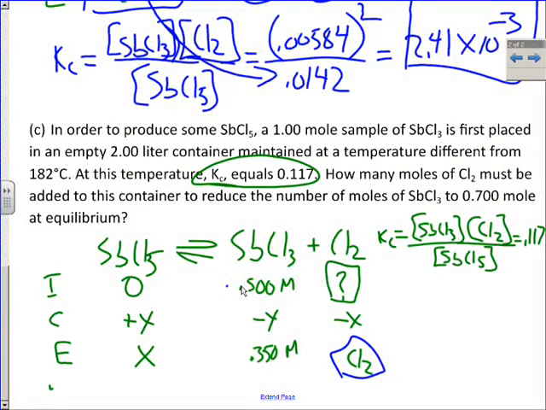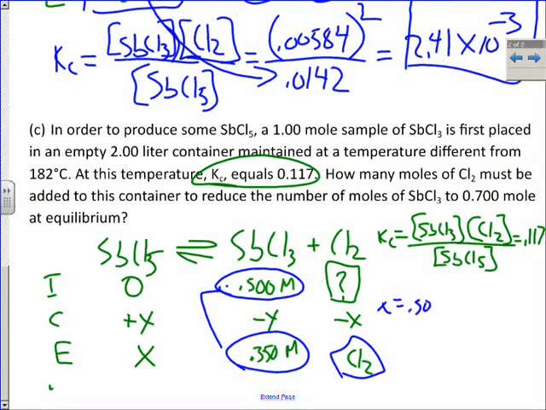Now, if we take a look at what we've got at equilibrium here, we know that we started with 0.5 molar. That's what we started with here. And we know we're going to end up with that. So we can solve for X. So based on this equation, X is not an unknown. X has to be the difference between these two values. So we know that X is going to equal 0.500 minus 0.350. And that means X is going to equal 0.150. So I know not only that this is 0.350 for SbCl3 at equilibrium, but I also know that this is going to be 0.15 molar. So we know what X equals here.